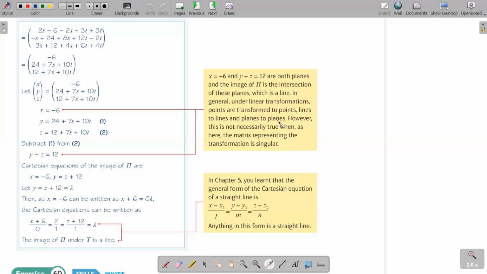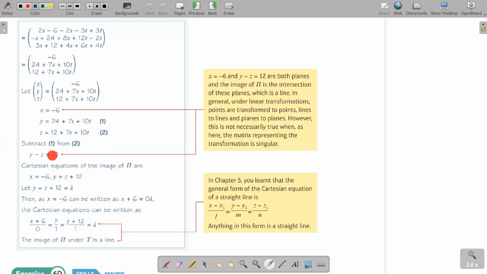Okay, so you can see the determinant should be 0. That's why they say here, when the matrix representing the transformation is singular, the plane is actually transforming not to a plane, but to a line. Can you all see the way they get the Cartesian equation of the line? Now they say, what is the line? The line is the intersection of the two planes x equals minus 6 and y minus z equals 12.